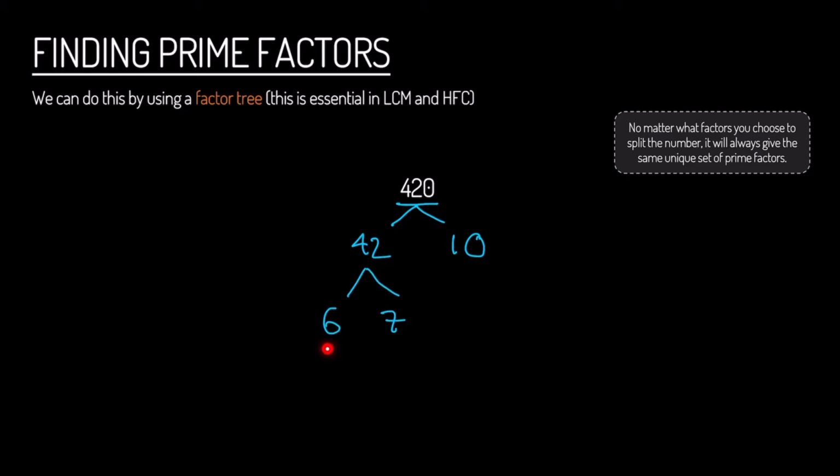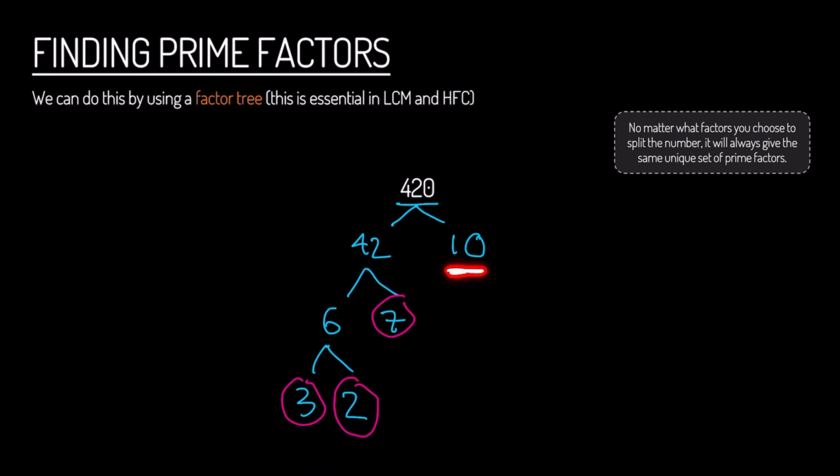The 6 we can split up into 3 and 2, but 7 on the other hand, we can't split up into anything. The only thing that it could split up into is 7 and 1, which is what we want. So that makes 7 a prime number, which means that we're going to circle it. Now let's carry on looking at 6. We can split that into 3 and 2. And both of these numbers are also prime numbers because we can't split 3 and 2 into anything apart from 3 and 1 and 2 and 1.